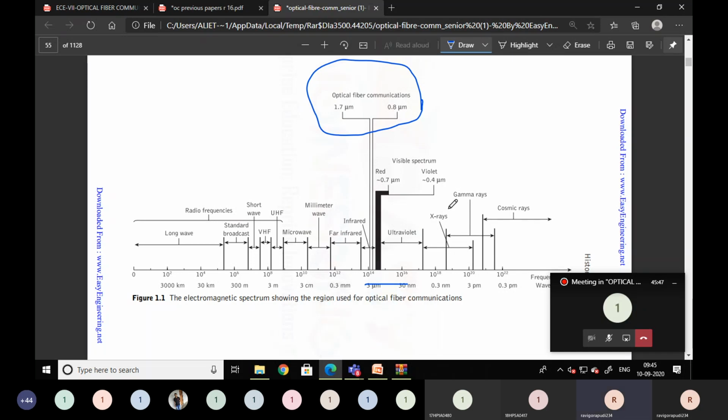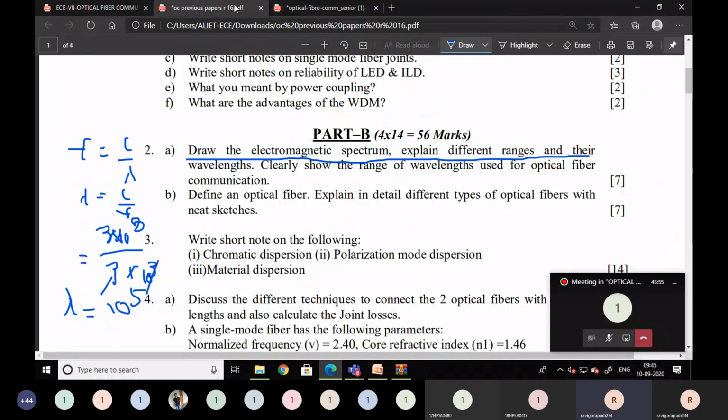Frequency spectrum. If you want, you can take this one also. You can draw this frequency spectrum later. Go for the next question. Please clear 2A, all of you.